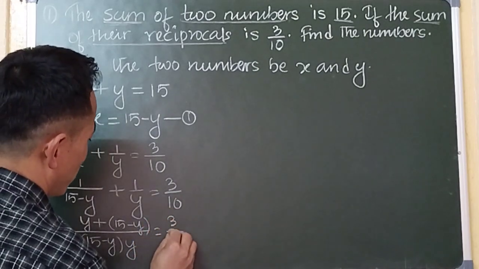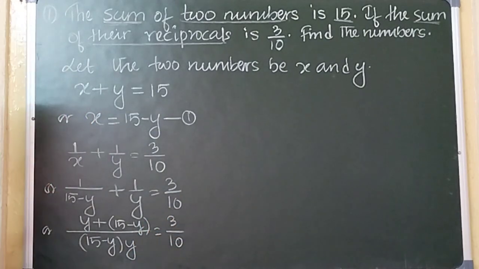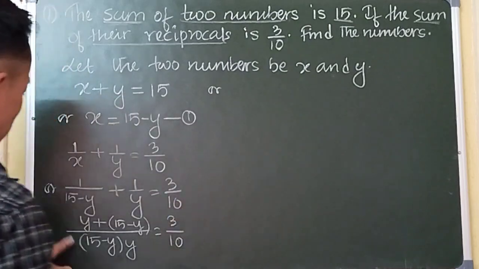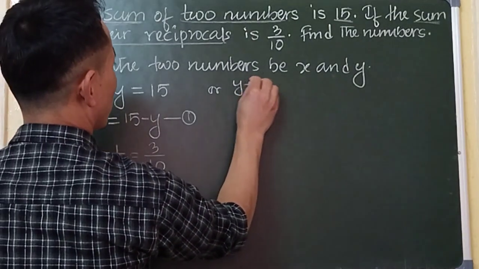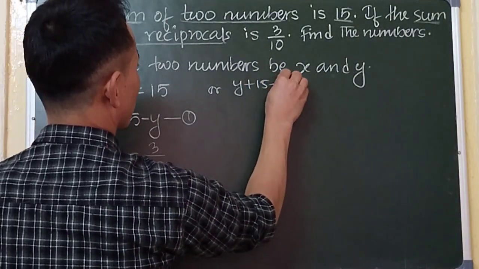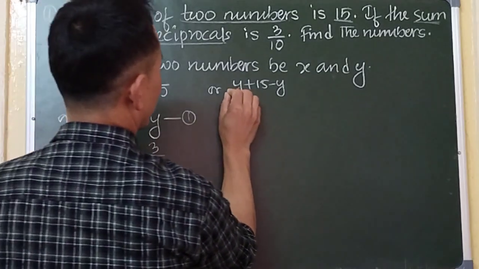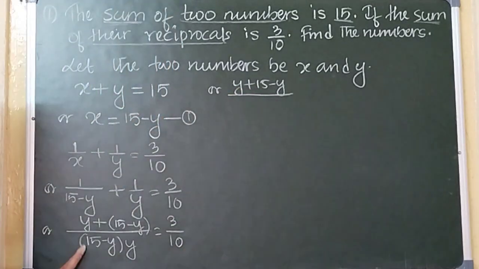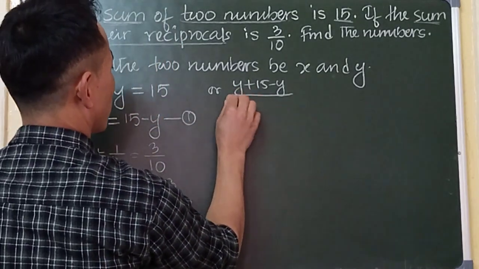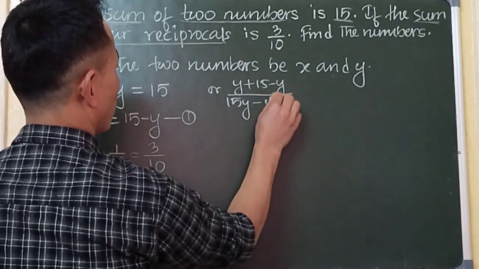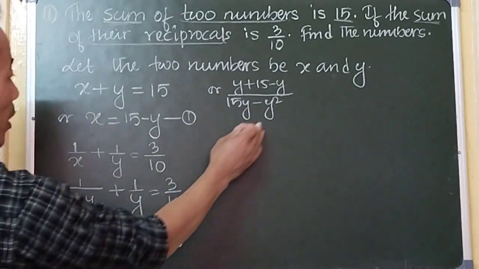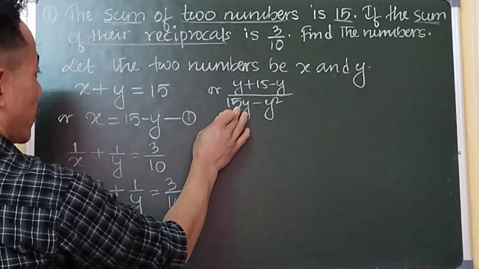So there shouldn't be any problem here. After that, simplify this equation further. In the numerator you will get y plus 15 minus y, and in the denominator if you multiply with y, this becomes 15y minus y square. Y into y gives us y square, y into 15 gives us 15y.